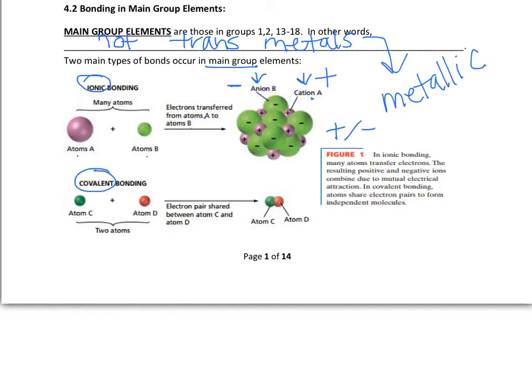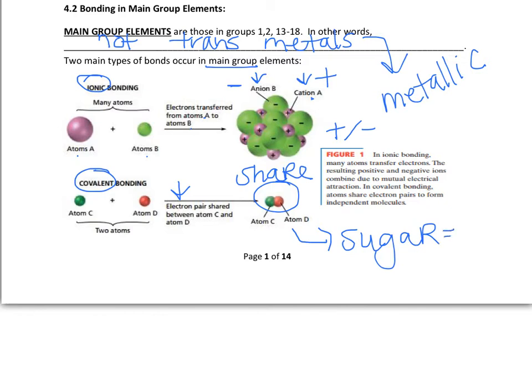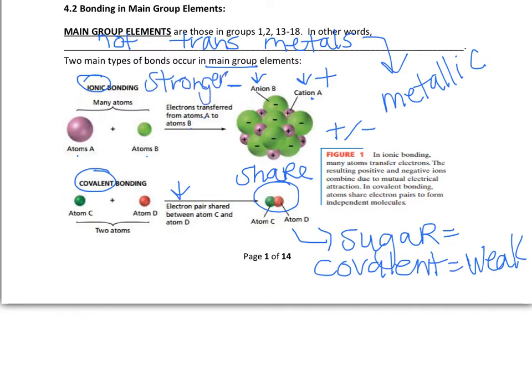Covalent is different. It takes an electron pair and shares them between two atoms. So they share. They do not become charged. That was our sugar last week. Okay, and we talked about that. If you recall, the sugar, when we did melting points, melted so fast because its bonds were weak. So covalent is generally weaker. Ionic is generally stronger. And we will go into that in more detail later on.